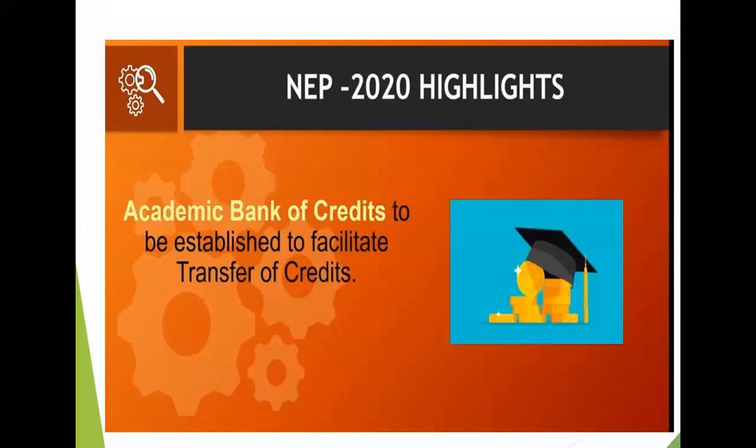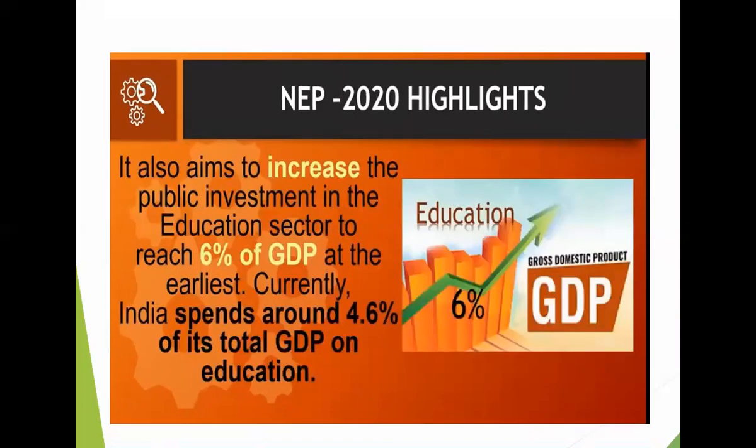And second highlight, academic bank of credit to be established to allow transfer of credits. It also aims to increase the public investment in the education sector to reach 6% of GDP at the earliest. Currently, India spends around 4.6% of its total GDP on education. GDP's full form, standard form, is gross domestic product. GDP 6% for education in India.